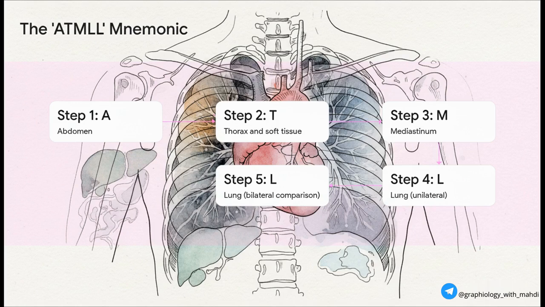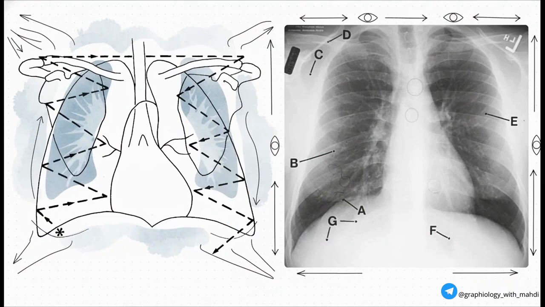We start with A for the little bit of abdomen you can see, then T for the thorax, that's the ribs, the bones, the soft tissues, M for the mediastinum, that whole central part of the chest. And finally the two L's. We look at each lung one by one, and then we compare the two lungs to each other. So, what does that actually look like? Well, on the left here you see the theory, this kind of S pattern that snakes back and forth to cover all the ribs and soft tissues. And on the right, you can see how you'd apply that to a real X-ray. What you're doing is forcing your eyes to go everywhere, not just to the big, obvious stuff.